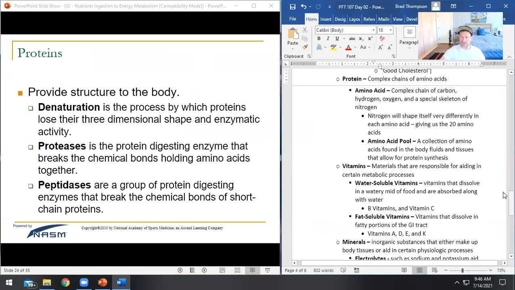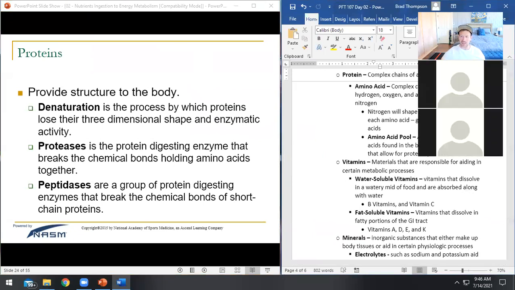So that's fats in a nutshell. Any questions on fats, guys?